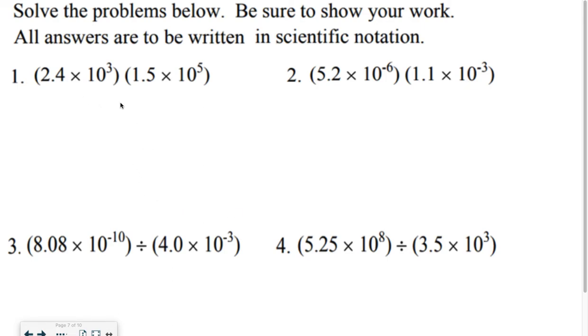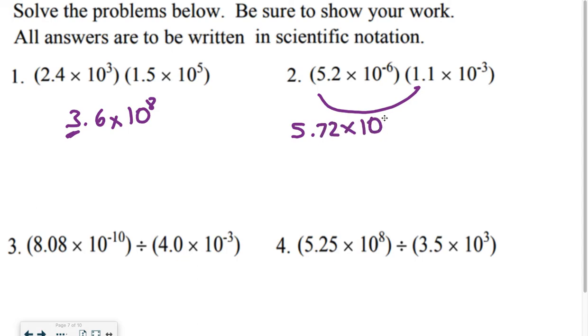Here, 2.4 times 1.5. So again, you can use your calculator for that. So 2.4 times 1.5 is going to be 3.6. And then we add our exponents. Because our decimal value in front is 1 through 9, this is appropriate scientific form. 5.2 times 1.1 is 5.72. Adding our exponents, negative 9. Again, because the value in front of the decimal is 1 through 9, we're good.